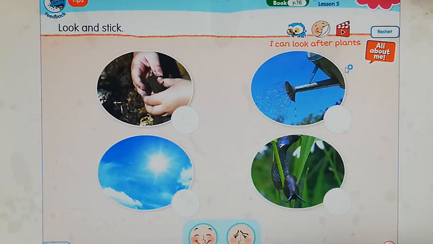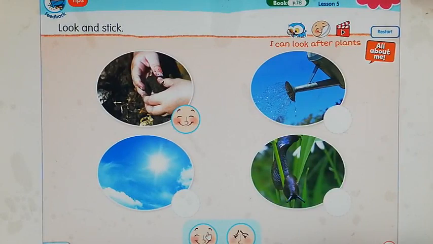Look, they are planting seeds in the soil. The first picture, can you see that? That's good for the plant. Let's take a happy sticker for it because that's good. Now let's take the happy sticker and put it there. Yes, you can look after plants by putting the seeds in the soil.